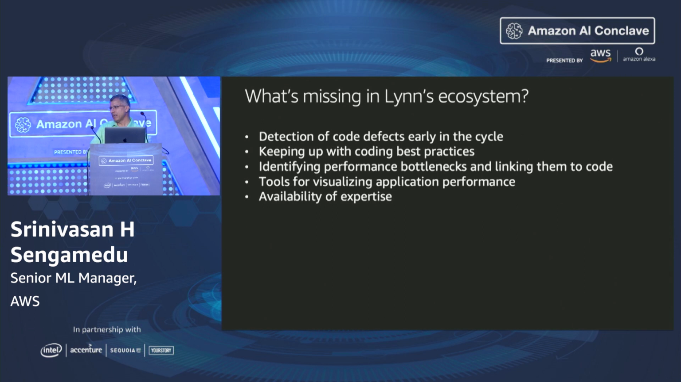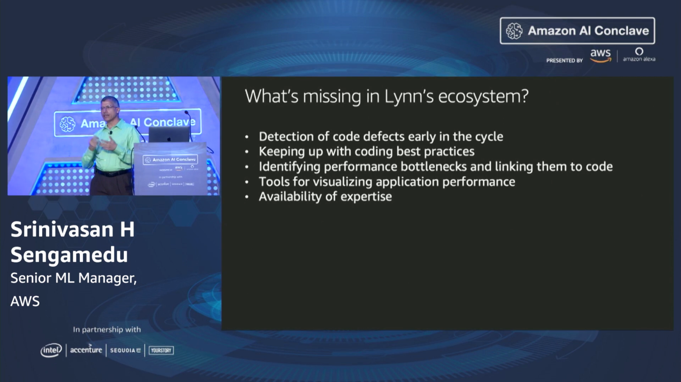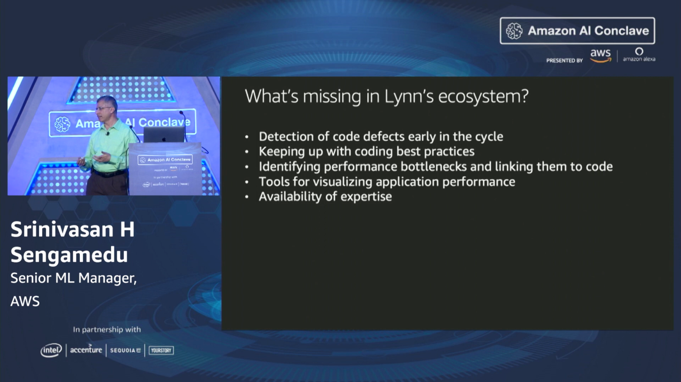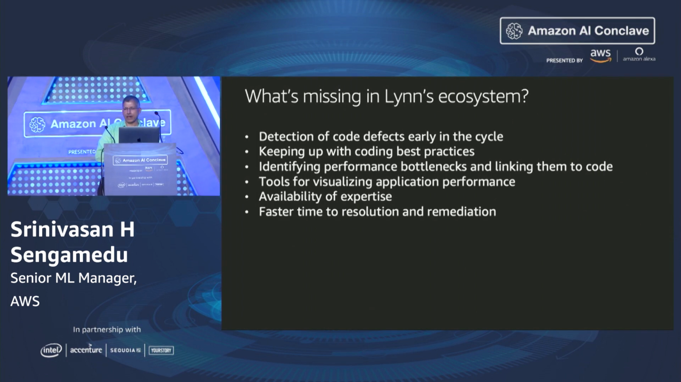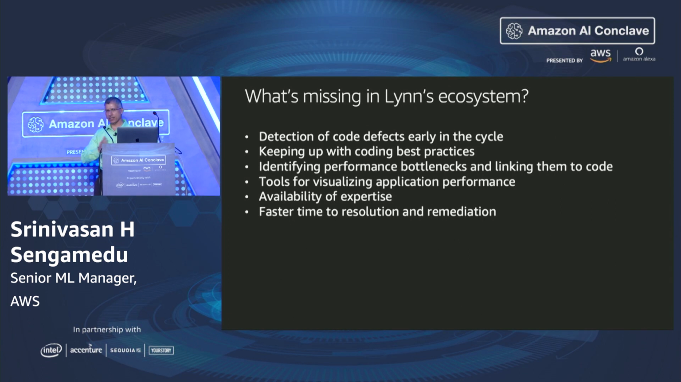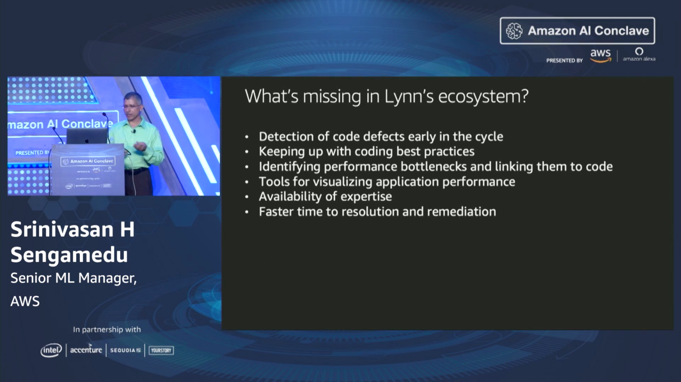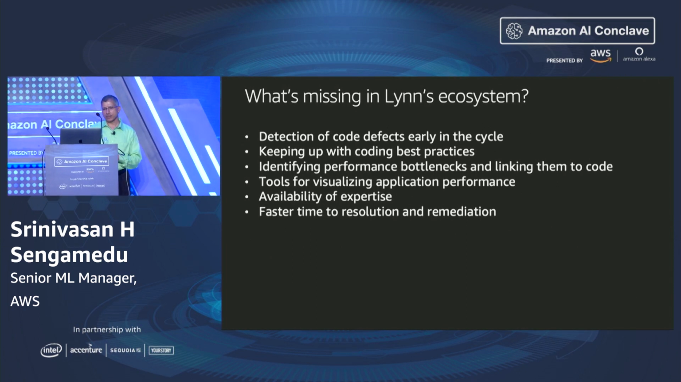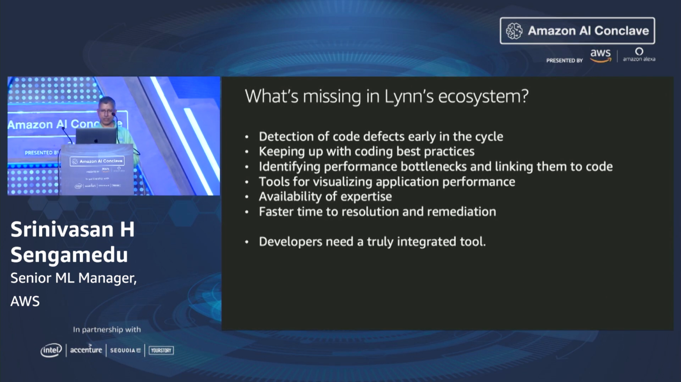And availability of expertise. Talent is scarce, all of us know, and expertise is even scarcer. So it's difficult to get the expertise when you want it. The other one is faster time to resolution and remediation. It takes time to identify issues. It takes time to solve the problems and get them deployed and so on. So time is also important to identify and resolve the issues.